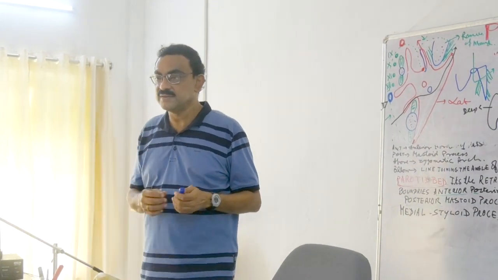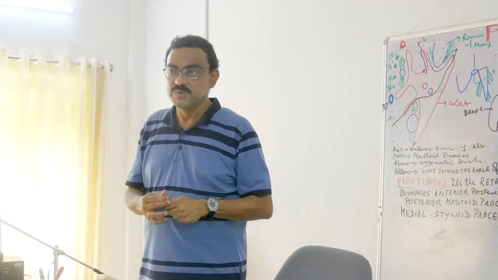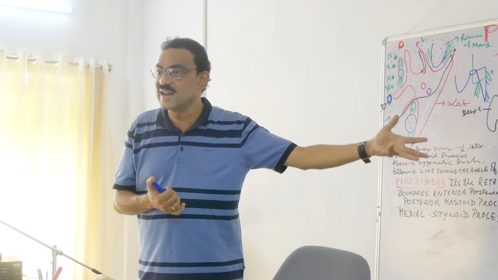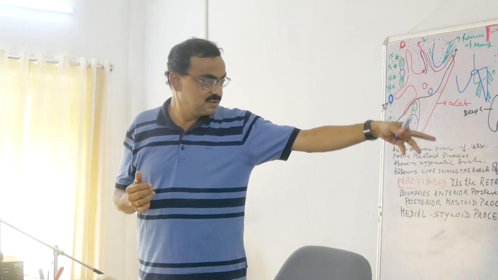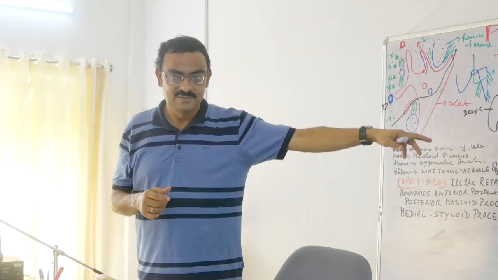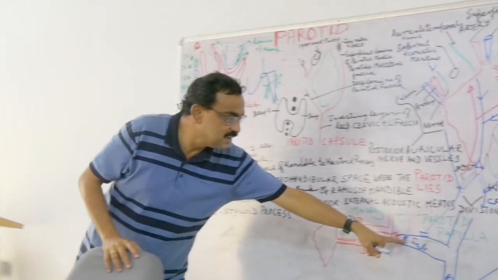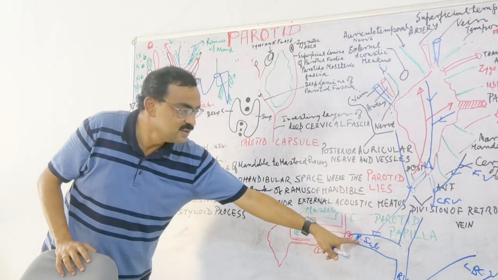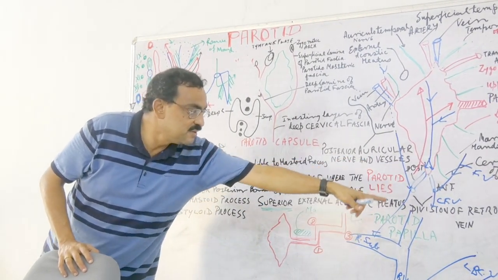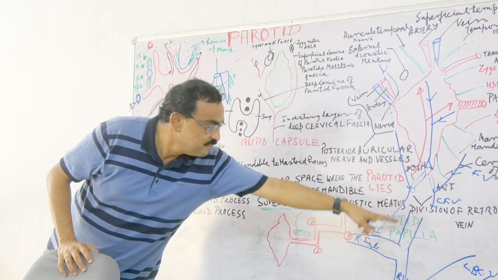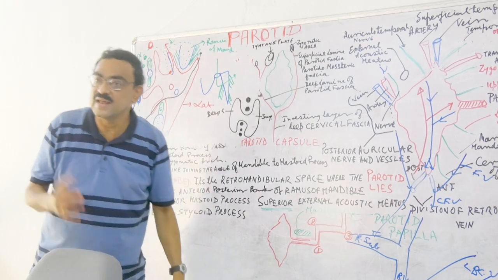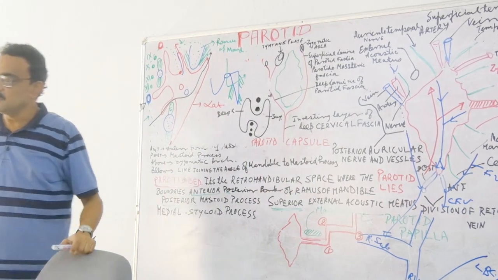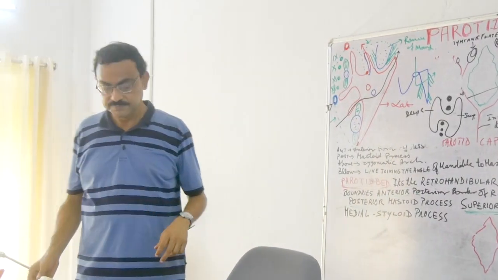Whichever vein is nearest to it, it will definitely drain into that vein. The subclavian vein is quite far away, so that facial vein will not drain there. The internal jugular vein is quite near to it, so it will drain into the internal jugular vein.